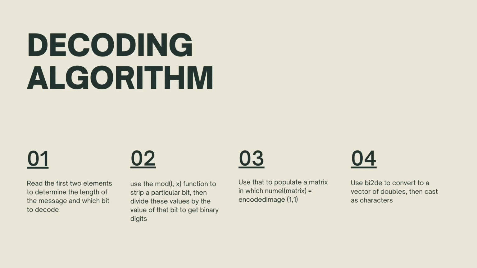Third, we use that to populate a matrix in which the null matrix is equal to encoded image 1, 1. Lastly, use bi2de to convert to a vector of doubles, then cast as characters.